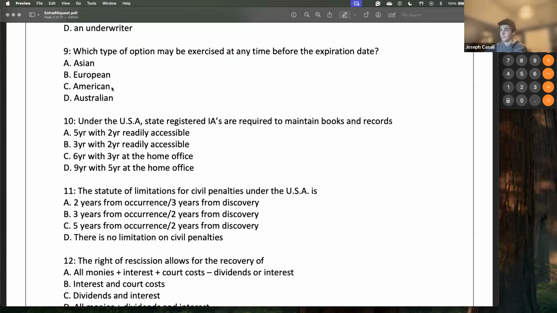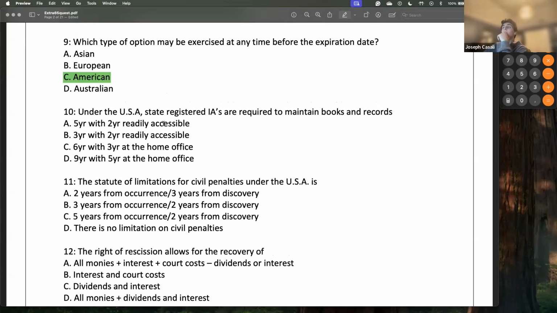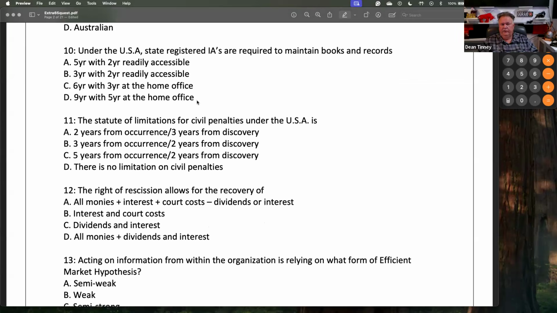American. Right on. What if it said only at expiration? European. Right on. Under the Uniform Securities Act, state registered investment advisors are required to maintain books and records. Hate these questions. The 2 times I took it, I don't really remember getting any questions like this, but it's still important.